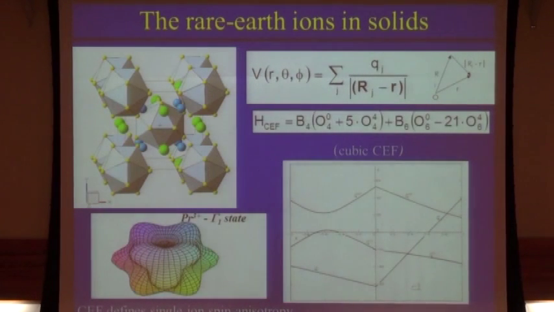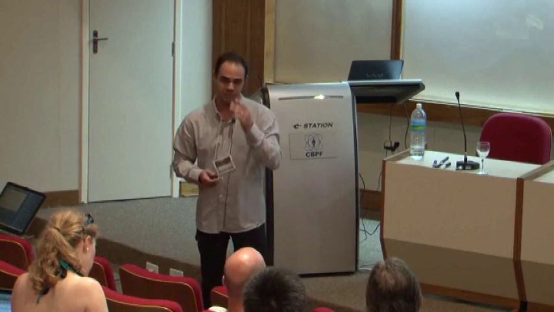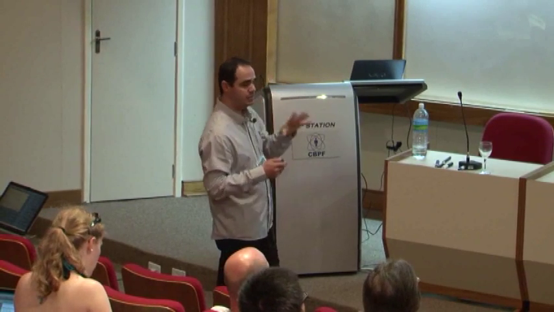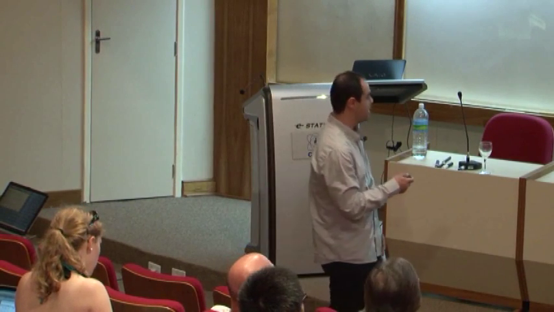So what happens when you have your rare earth in a crystal? You have the Coulomb potential of the charges, right? So that will lift the degeneracy of the multiplet J and also can create some spin anisotropy.